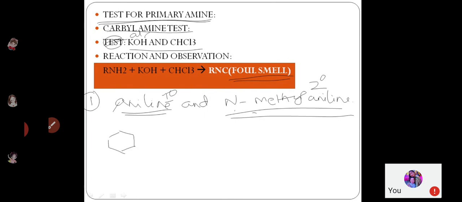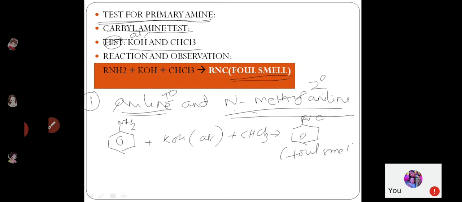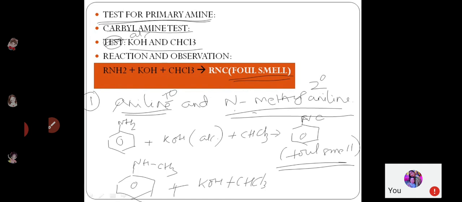So the benzene ring with NH2 is aniline. When it reacts with alcoholic KOH and chloroform, you will get the isocyanide, which gives a foul smell. Write foul smell and underline it. Then the next is the benzene ring with NHCH3. When you do the same reaction with chloroform, there is no foul smell.